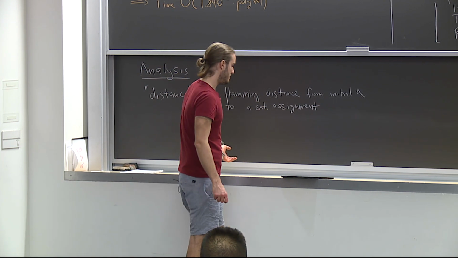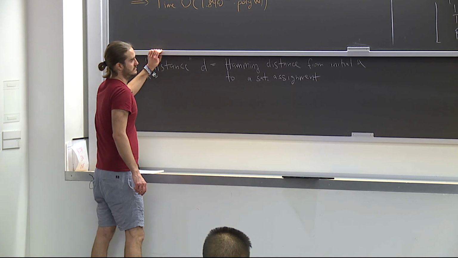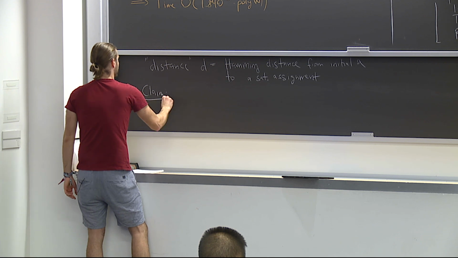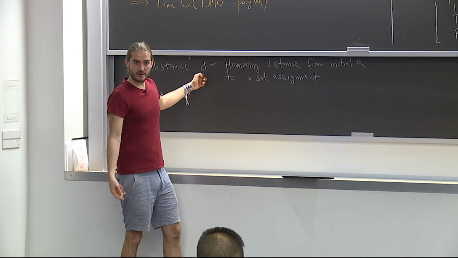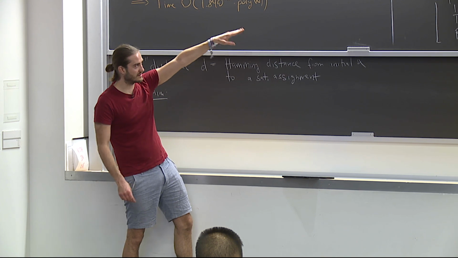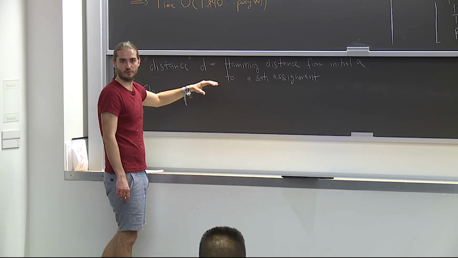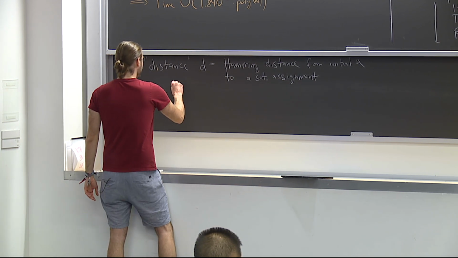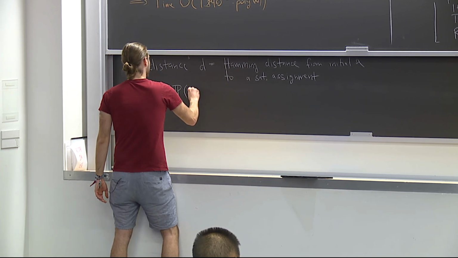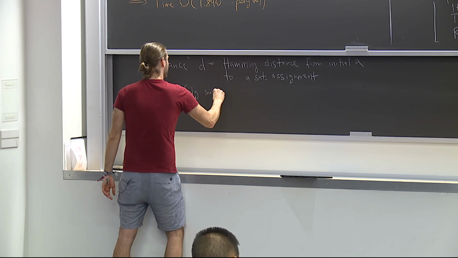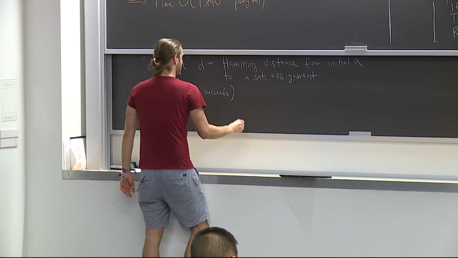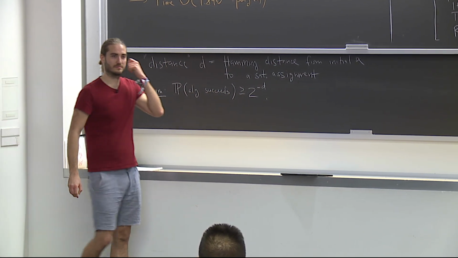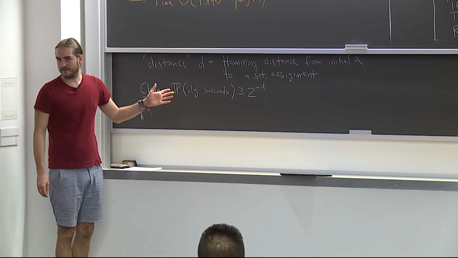Here's the claim. When d is our initial distance, we execute the first line and pick a random assignment. Let's pretend we know the distance to the optimal assignment. Then the algorithm succeeds, in that it finds a satisfying assignment, with probability at least 2 to the minus d.